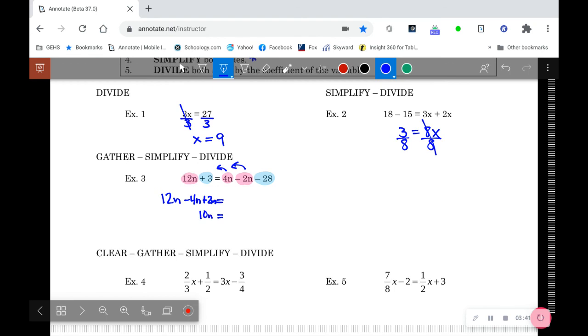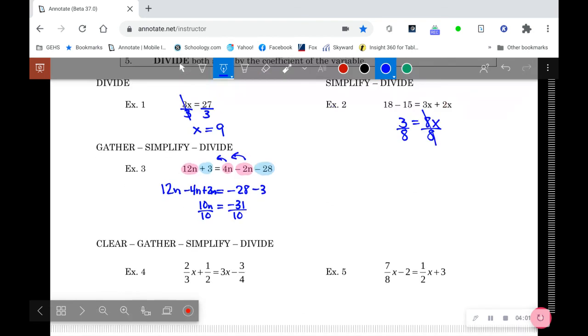And now I'm going to take care of the constants. There's a negative 28 on the right, and a positive 3 when it comes over joins it as a negative 3. Simplifies to negative 31, and we'll divide by 10. Okay, so our answer is negative 31/10.